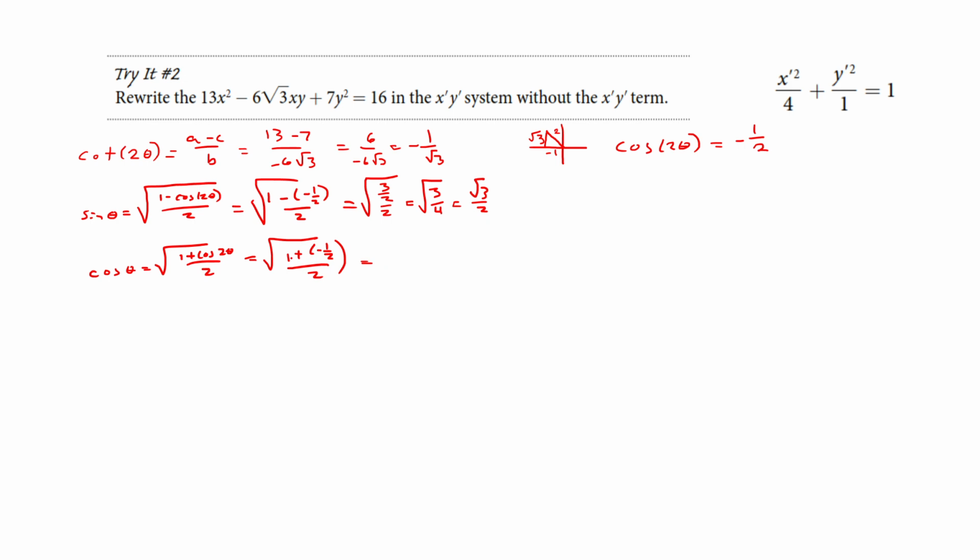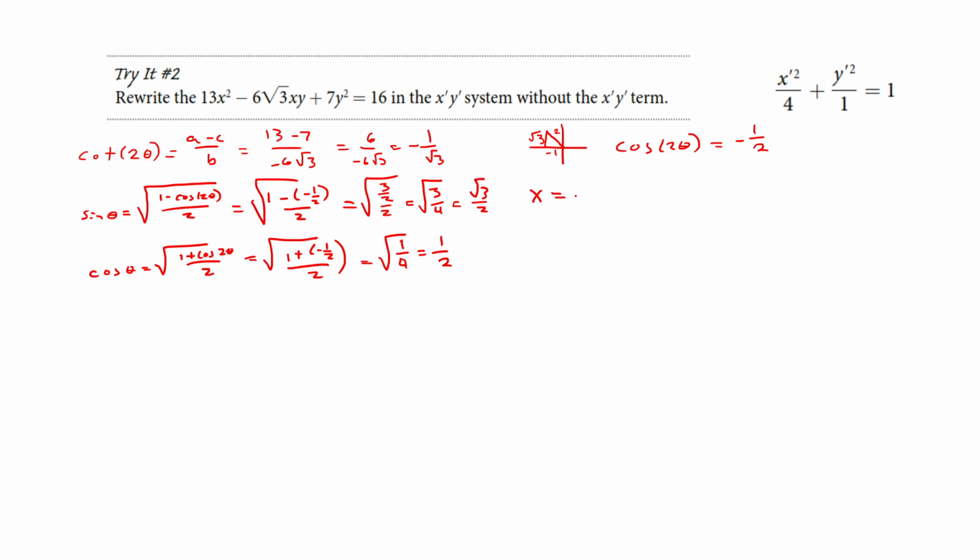Okay, in a similar fashion, what are we going to get here? This is going to turn into 1/2 over 2. It's going to be the square root of 1/4, which is going to be 1 over the square root of 4, which is going to be 1/2. Okay, we now know sine and cosine, and so what we can do with those is put them into our new rotated definitions.